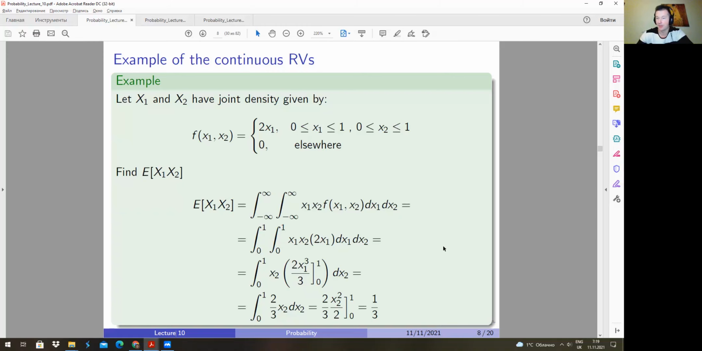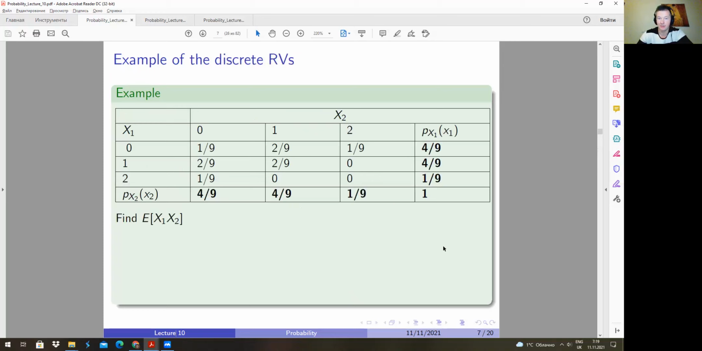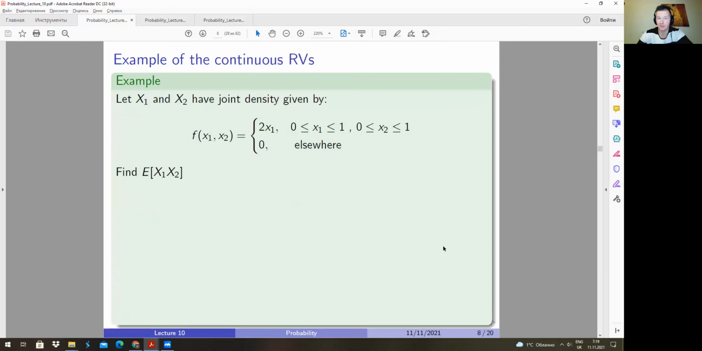So any questions about these two examples? Discrete case, continuous case.